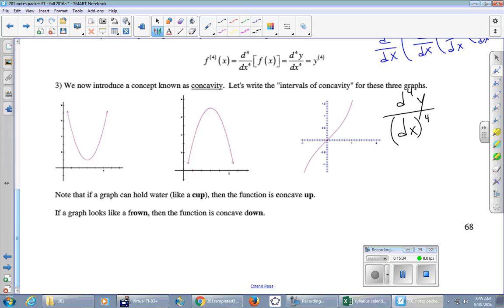Okay, number 3, we introduced a concept known as concavity. Let's write the intervals of concavity for these 3 graphs. Here we go. This first graph, we are going to say that this graph is concave up on all real numbers, minus infinity to infinity. Concave up. And the second graph is concave down, again, on all real numbers.